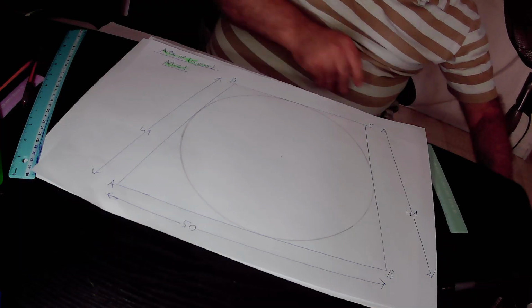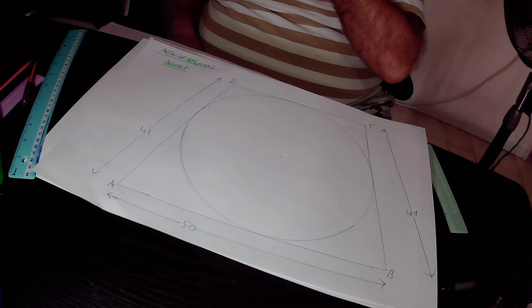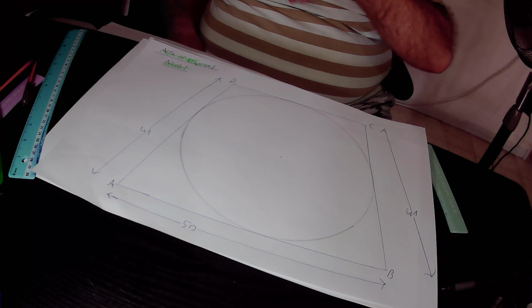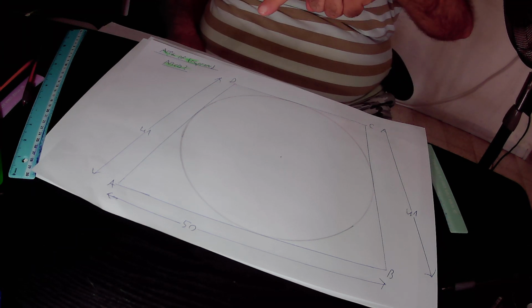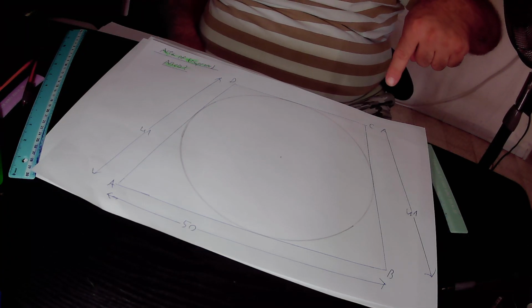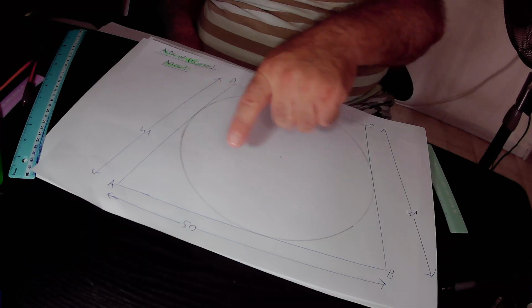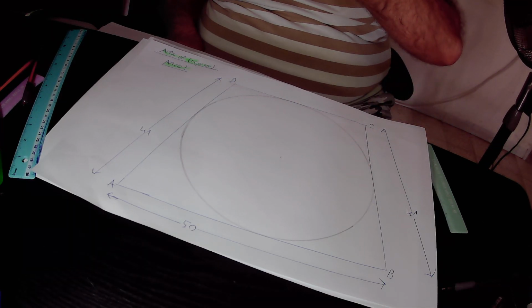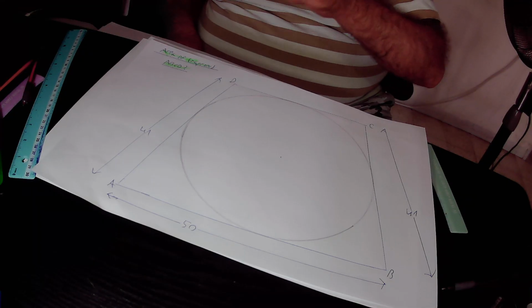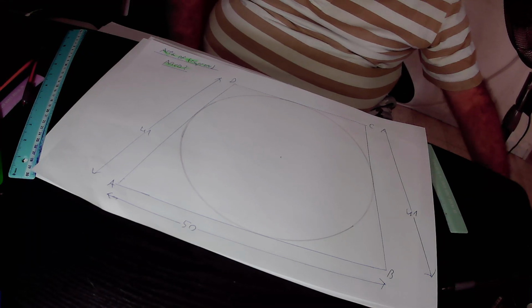In the drawing we have trapezoid ABCD. Side AD equals 41 units in its length. Side CB also equals 41 units in its length. Side AB equals 50 units. Again, our task is to find out the area of this trapezoid ABCD.